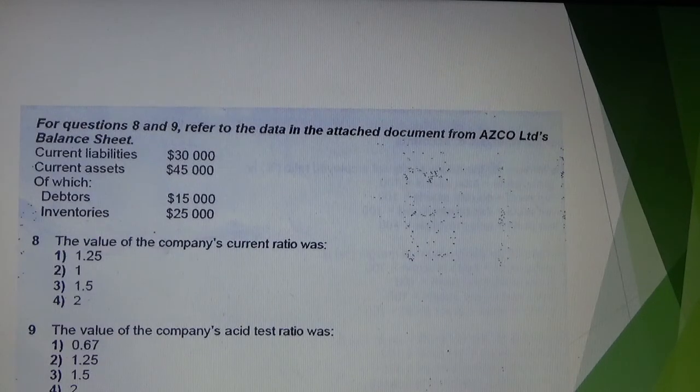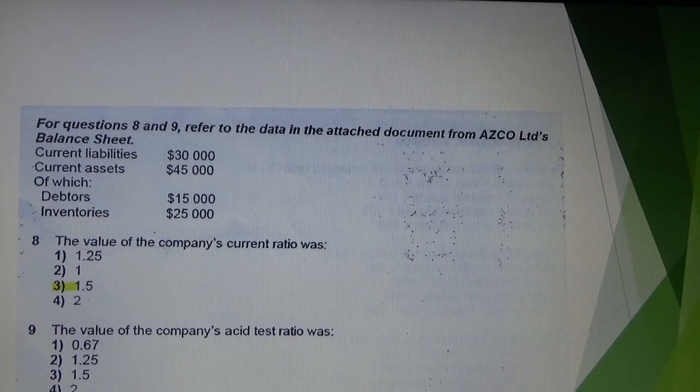Let's go to number 8. For questions 8 and 9, we will make use of this data. Number 8, the value of the company's current ratio was, here, using our formula, this will be our answer. For number 9, the value of the company's acid test ratio was, okay, it should be 1.